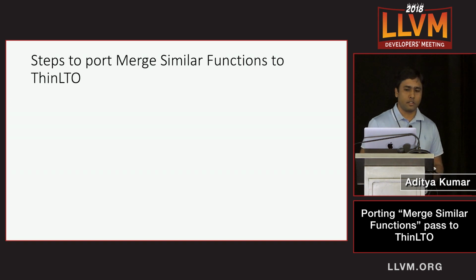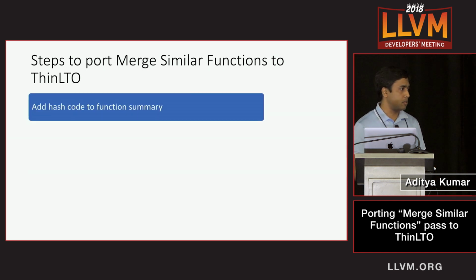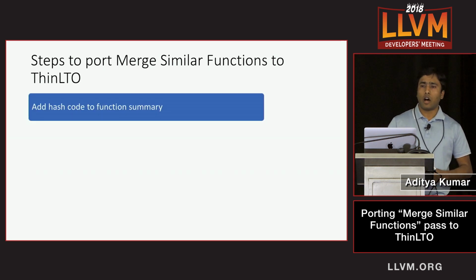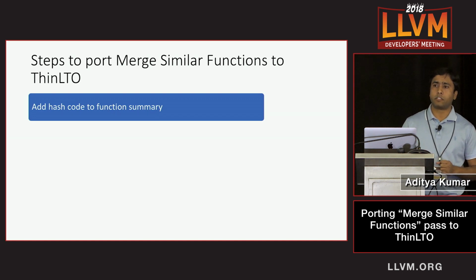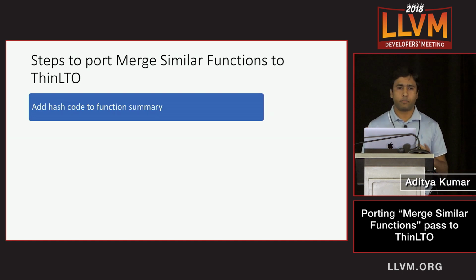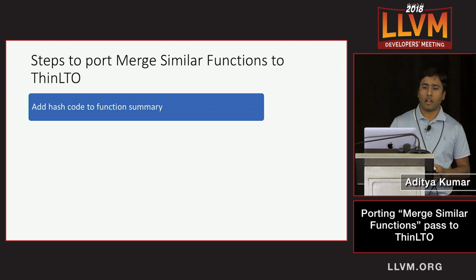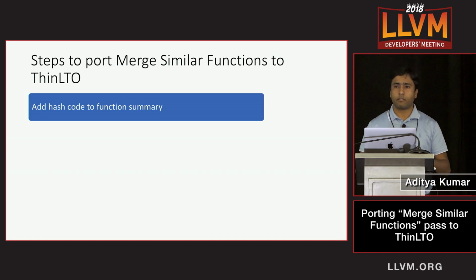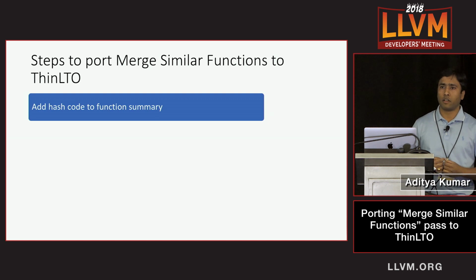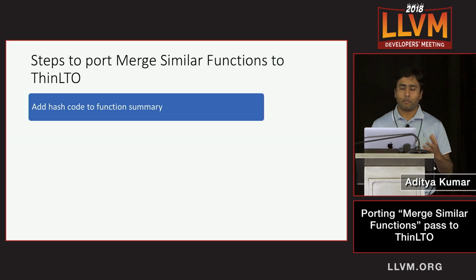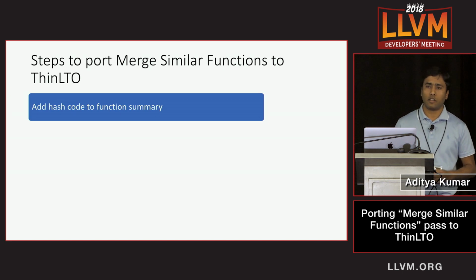To port function merging to ThinLTO, it comprises essentially 4 steps. The first step is to add a hash code to the function summary. How function merging works is it computes some kind of hash for each function, and that hash is a measure of some kind of structural and semantic properties of the function. And that can be used to compare one function to another. Instead of comparing the entire function, we just compare their hash codes. And if the hash codes of 2 functions are the same, that means they have similar properties and can potentially be merged later on.